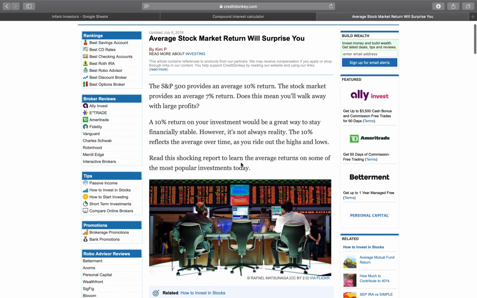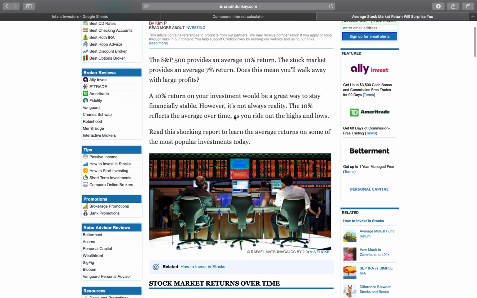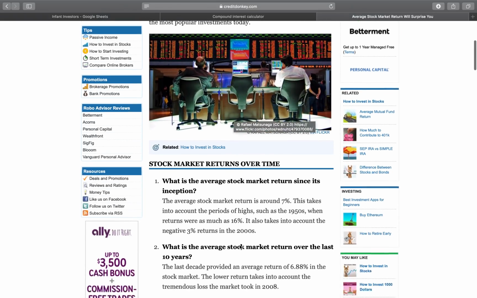What it mentions is that the S&P 500 provides an average return of 10%. Now, I did mention this in a previous video. This is over the last 90 years, so it is pretty skewed from the fact that at the turn of the 20th century, there were higher returns than there were, for example, at the turn of the 21st century. But it just wants to give you a picture that the S&P 500 has an average return of about 10%, whereas the stock market's average return is 7%.